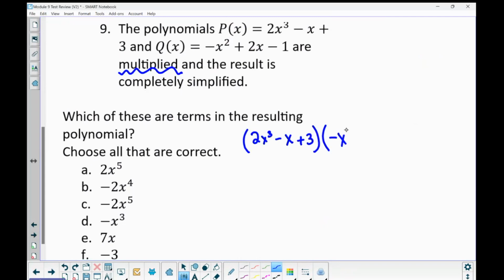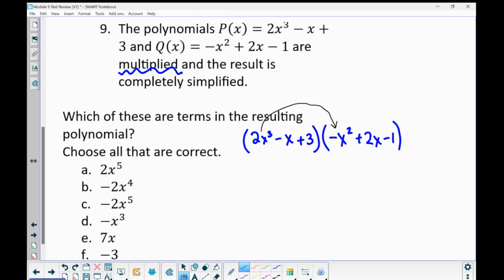Times are negative x squared plus 2x minus 1. All right, and I'm going to show you rainbow just because I am more comfortable with rainbow, but I can also show box for anybody that prefers box. So we're going to start by doing 2x times negative x squared. Remember, we are just multiplying the base numbers or the whole numbers and adding the exponent.